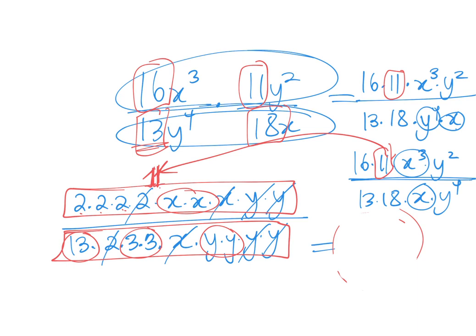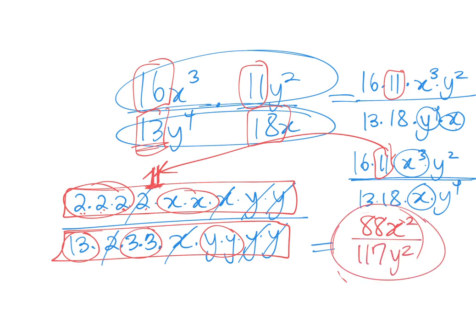So 11. So that's 2 times 2 times 2 times 2 and then the 11. So that means when we have 2 times 2 times 2, that's 8 times 11. So that's 88. And then x squared divided by, we had 117 y squared. So now we are good to go. So remember, prime factorize, and then simplify when you multiply.